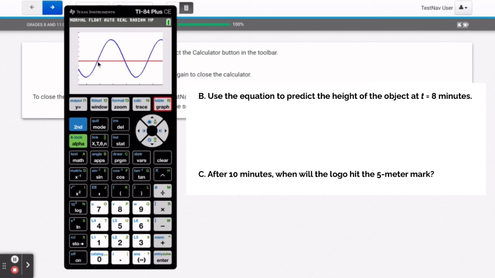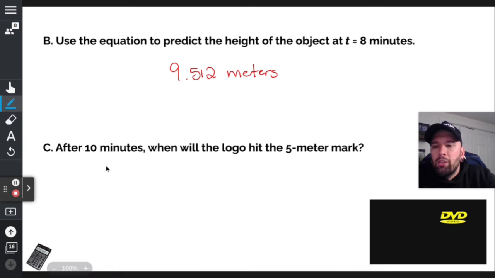So let's find the intersection between these two lines. Second trace intersect is going to give me that. Let's scooch to the left because I want the first time it hits that 5-meter mark. Hit enter, then hit right a few times to the right of it. Hit enter again, and it's going to tell me 12.2561, so 12.256 minutes. So after the 10-minute mark, we ended up with 12.256 minutes.